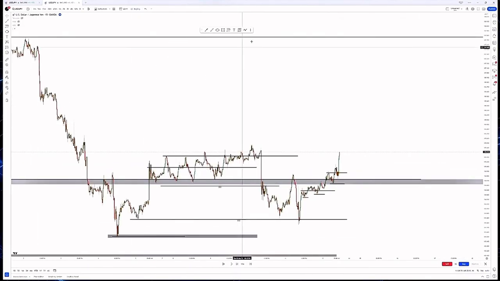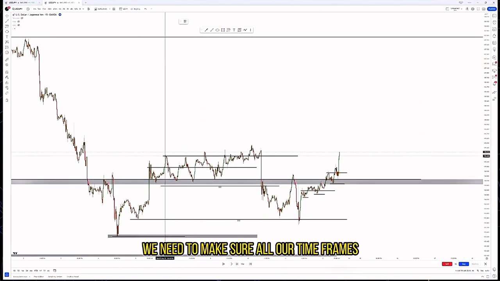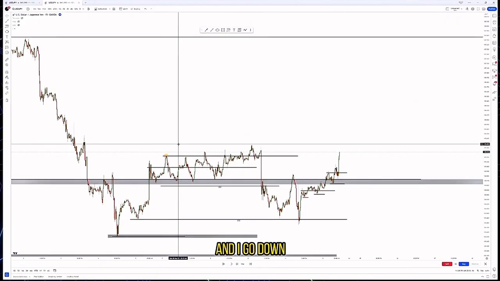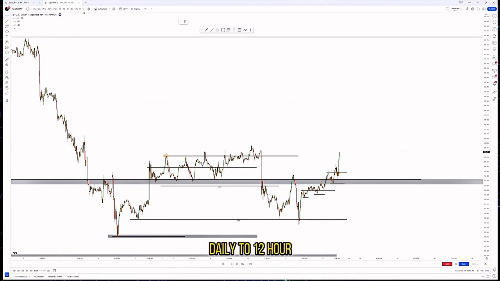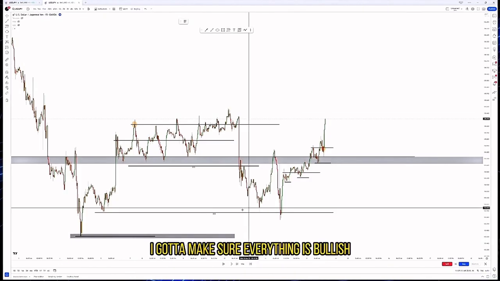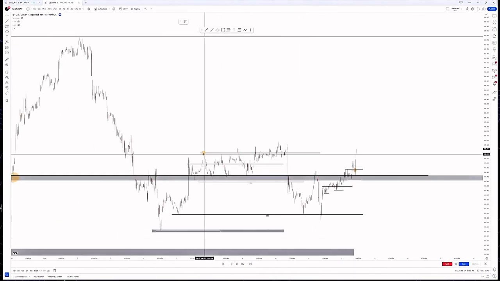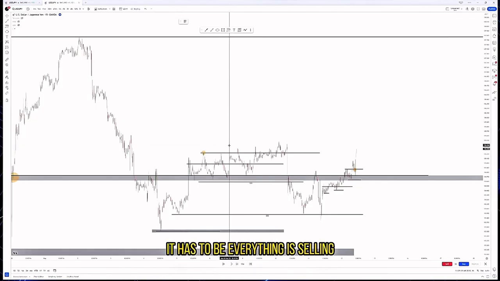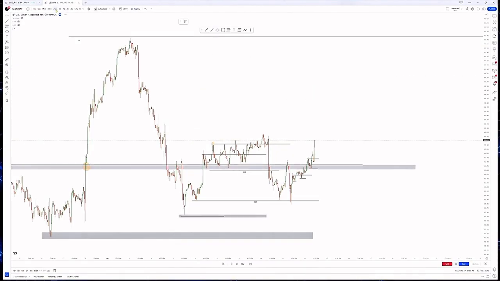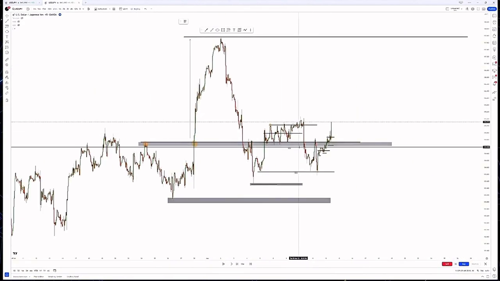Every time we trade, we need to make sure all our time frames line up together. I use the 1 hour and I go down. I don't really do the 4 hour, daily, 12 hour, but if I do, I got to make sure if the 4 hour is bullish, I got to make sure the 3 hour, 2 hour, 1 hour, 45, 30, 15, 5, I mean, everything is bullish. Or if I'm in sales, it has to be everything is selling. So in this standpoint, every time frame I look on, price is going to be bullish.